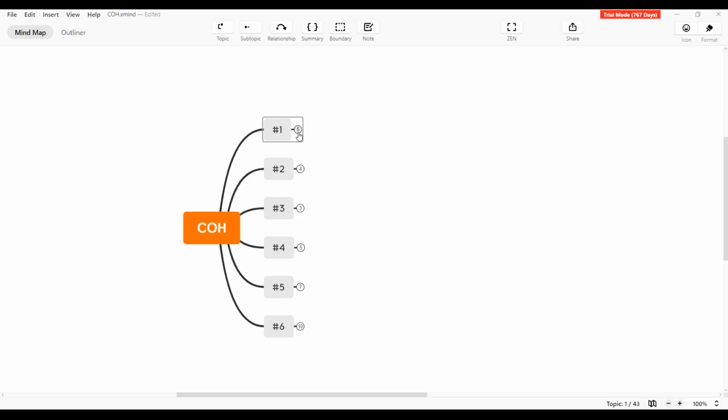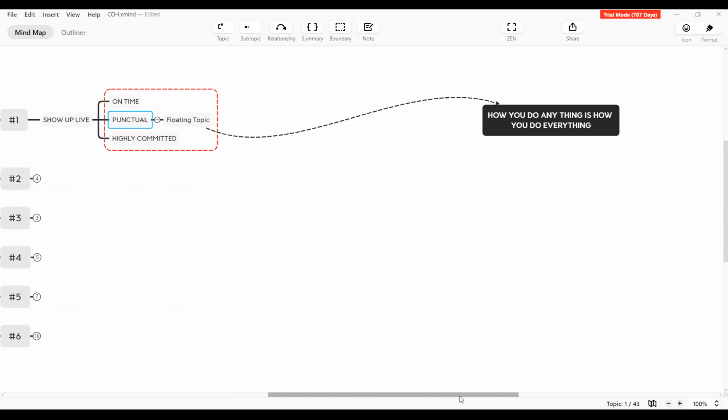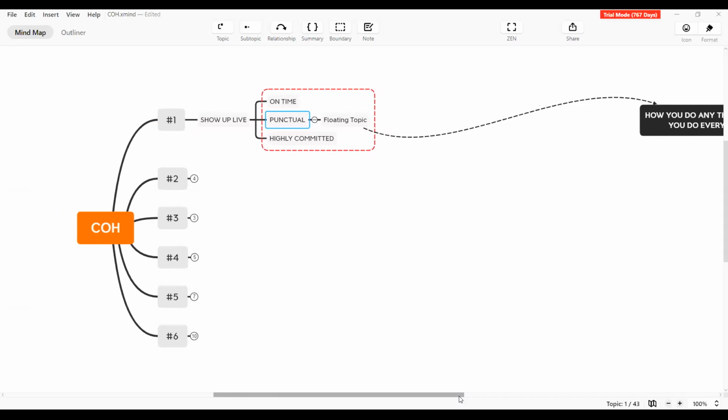The very first code of honor would be showing up live, and that is being on time, by being punctual and remaining highly committed. Why? Because there is one universal law associated with this that says how you do anything is how you do everything. This is something I learned myself the hard way from one of my mentors as well.